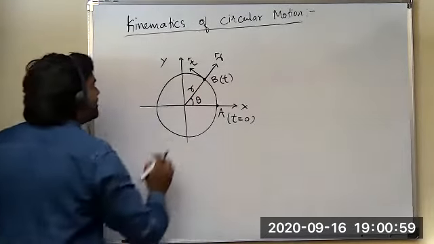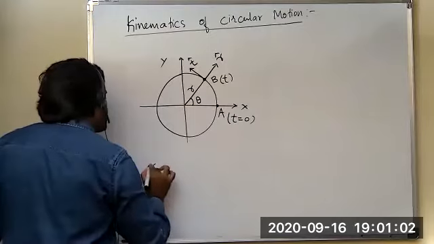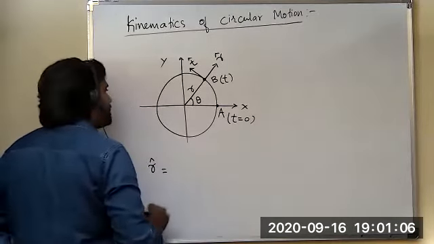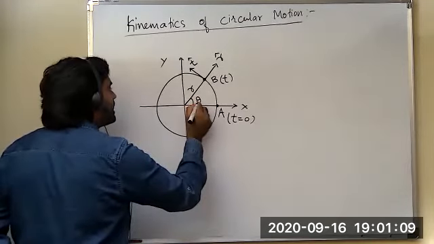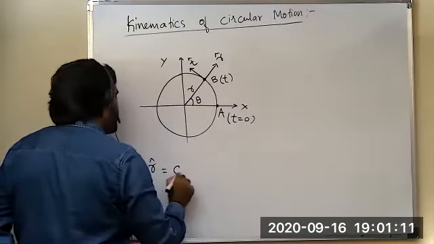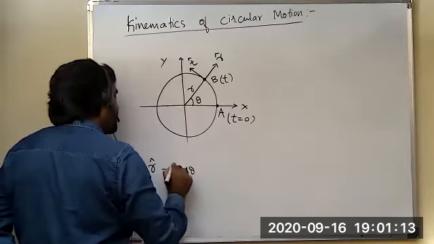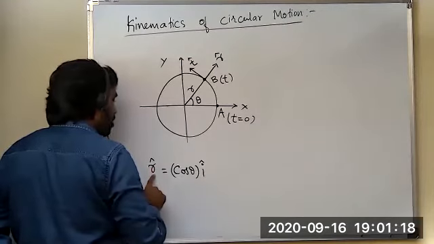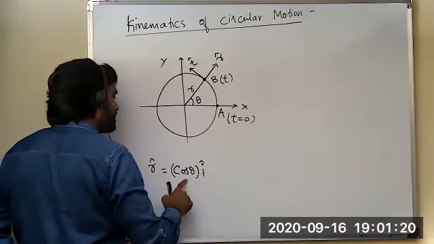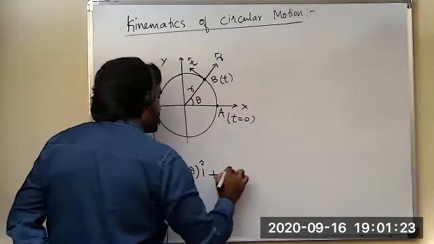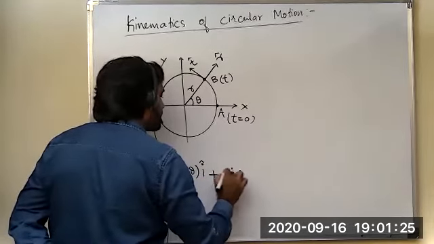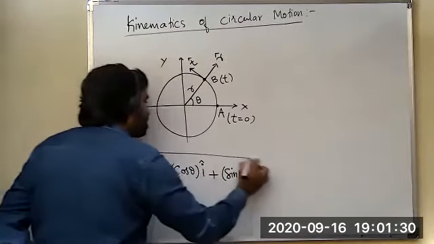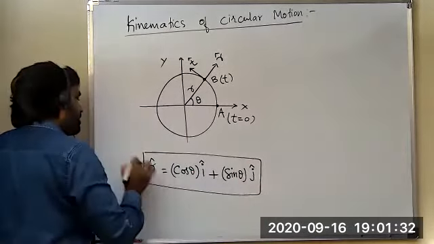Now listen, here r cap is equal to, students, since it is a unit vector, its magnitude will be 1, and since it is making an angle theta with x-axis, we can write it as cos theta into i cap. Along x-axis, the component of the unit vector can be written as cos theta into i cap, plus, and along y-axis, students, we can write it as sin theta into j cap. Okay, so this is a unit vector along the radius direction.